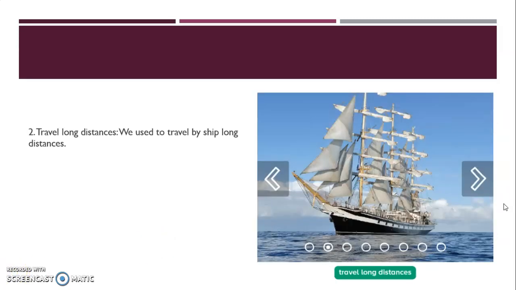The next picture. Travel long distances. We used to travel by ship long distances. Nowadays, we use a car or a bicycle to travel long distances. What about the future? Let me know your answer.